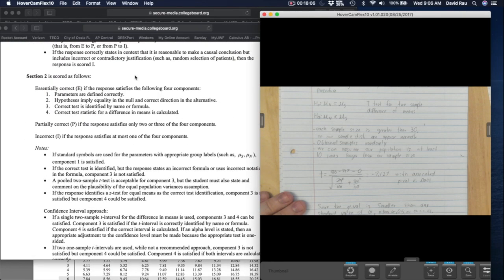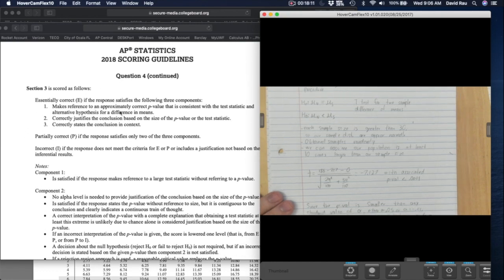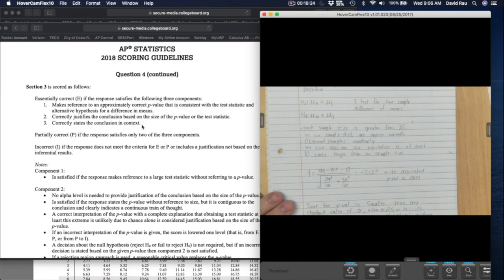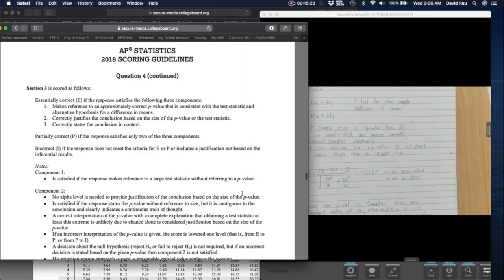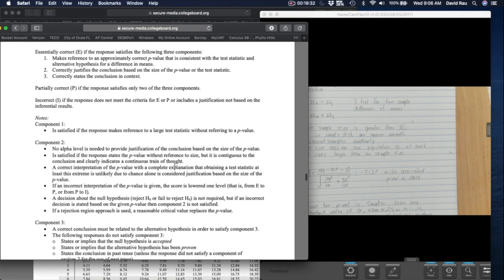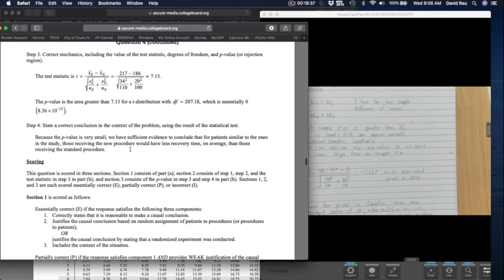Okay. After that, that's kind of the first part, that's section 2. Then there's section 3. Do you have an approximately correct p-value that is consistent with the test statistic? Do you justify that your conclusion is based on the p-value compared to alpha? And did you correctly state the conclusion in context? So this one says there's no alpha level needed. You just have to show that the p-value is super small. And there's a lot of other nitpicky things you can read in here.